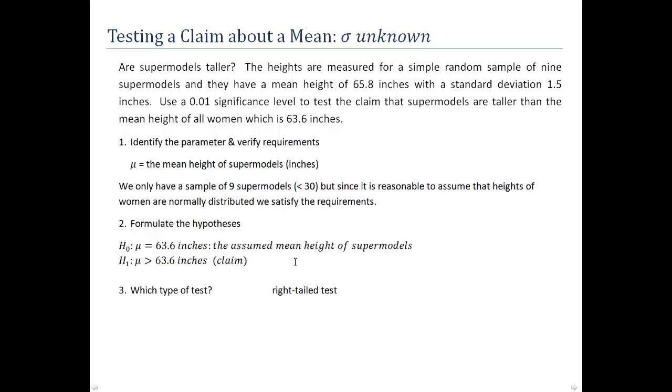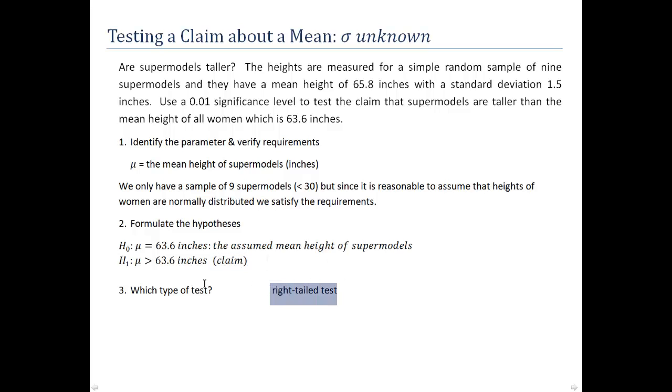In the second step, we need to formulate our hypotheses. We'll need the null and the alternate. The null we write is H0: mu. Well, the parameter we're studying is a mu, so that will appear next in my null hypothesis, equals. Our null hypotheses always have an equal sign, and 63.6 inches. So that's the assumed mean height of the supermodels. That's the assumption that I'm basing my test on. And the alternate is that the mean height of supermodels is greater than 63.6 inches. And I've marked here that that's actually the claim, too, and that's handy to note. So after you've written the null and alternate hypotheses, just annotate which one is actually the claim. That'll become useful in our 10th step.